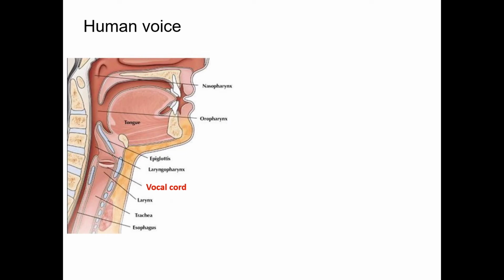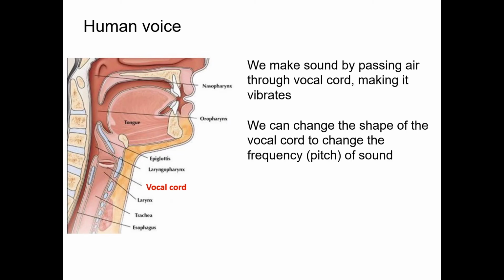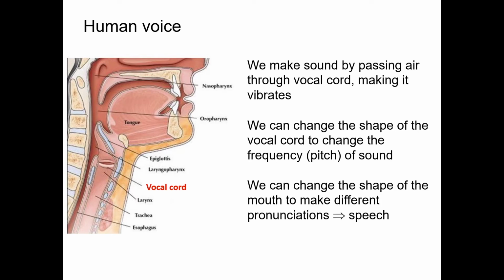Humans make sounds by passing air through the vocal cord, and we can change the frequency of the sound by changing the shape of the vocal cord. That's why we can sing with different musical notes. In addition, we can make different pronunciations with our mouth. That's why we can make languages, so that we can communicate with each other.